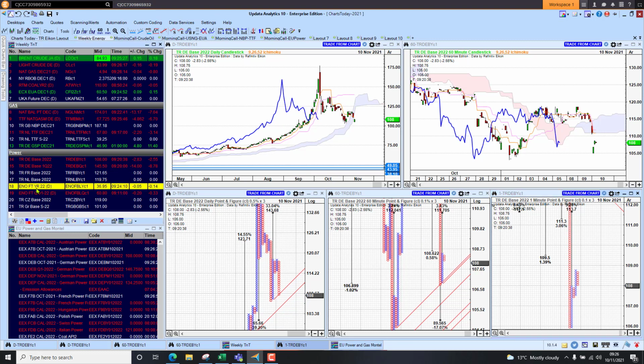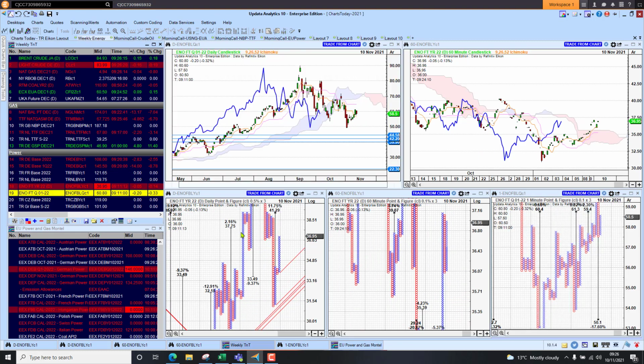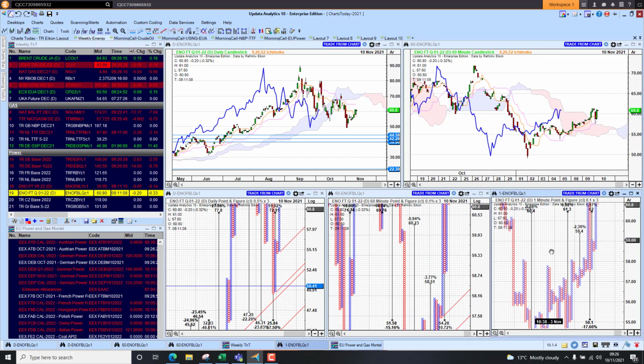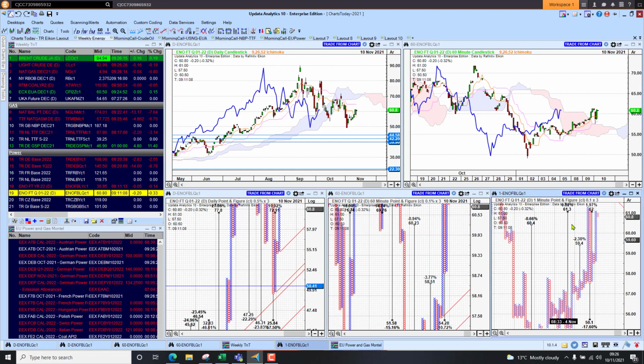And also just looking at the quarterly contract for Nordic power, we're just holding above the cloud, looking a bit better than other power markets in Europe, so maybe we'll start to see a recovery there.